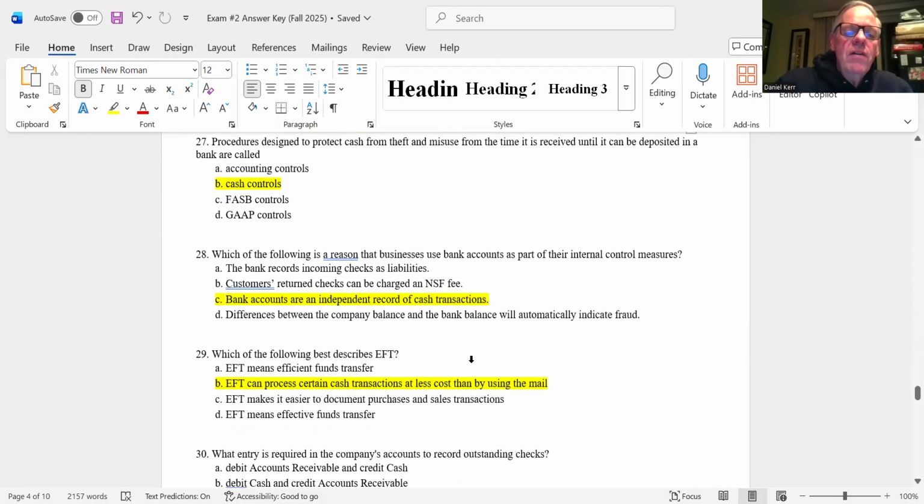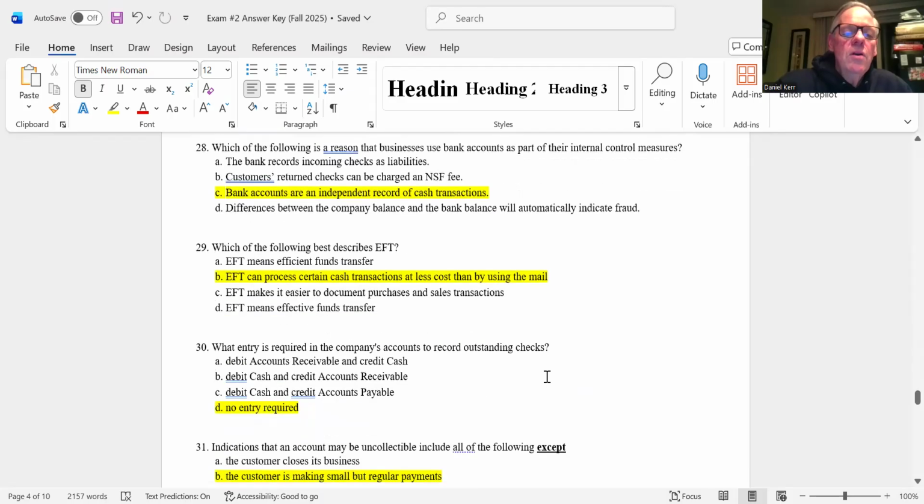29, which of the following best describes EFT? That's electronic funds transfer. The reason we use those, and many of you have EFT already set up with your own insurance payments and so forth, is it can process cash transactions at less cost than using the mail. We don't have to incur the cost of writing a check or the cost of mailing a check. So the best answer there is B.